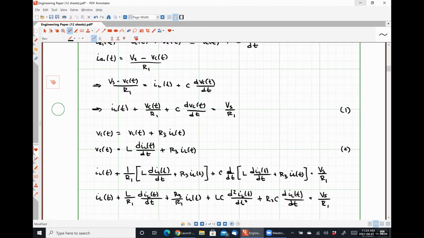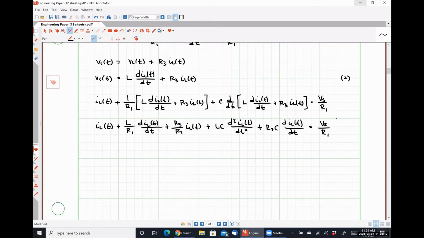So the next thing that I would do is group terms together, right? For example, I only have one factor that's being multiplied by the second derivative of my inductor current. So I would have LC times the second derivative, divided by L, which takes care of this guy. For my first derivative term, I have a factor of L divided by R1, and a factor of R3 times C. So that takes care of this guy and this guy.